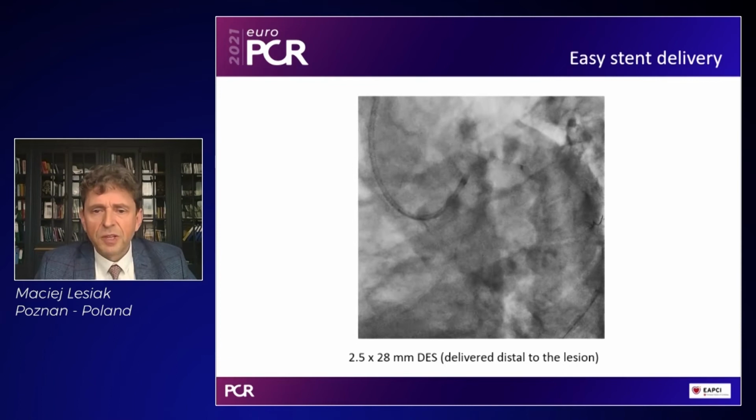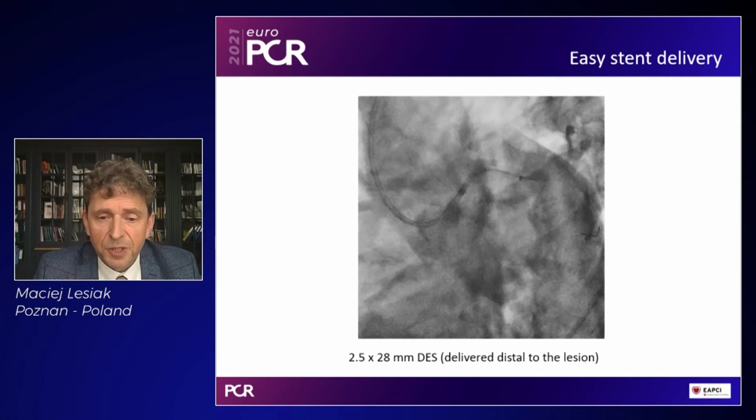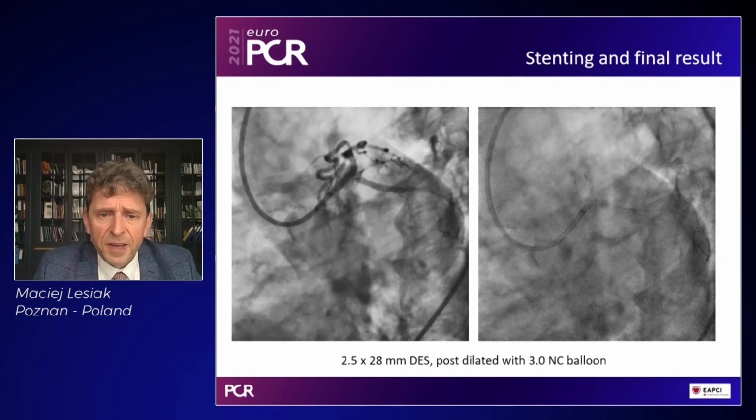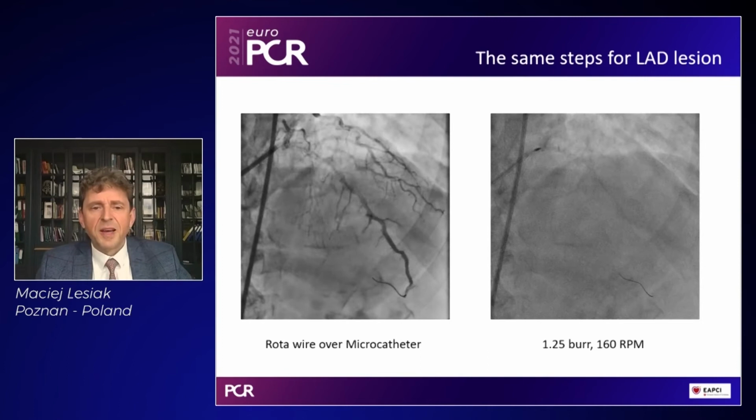So having this Expressman guide extension distally to the lesion, you see how easy it was to introduce the stent, a 2.5 by 28 millimeter drug eluting stent, easy delivery. And now you see the stent implantation and post dilatation with a 3.0 NC balloon and the final result as for the circ. Then the same steps were performed as for the LAD.